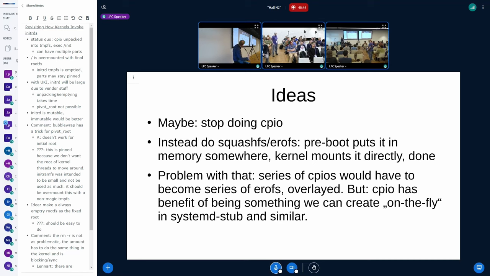Like, let's just make it so that erofs or squashfs is the root file system. This would have nice properties for us, right? Like, preboot would still put it into memory. And then only the files that are actually accessed need to be decompressed, and there's buffer cache for this, and everything's nice for us. But it does create problems.